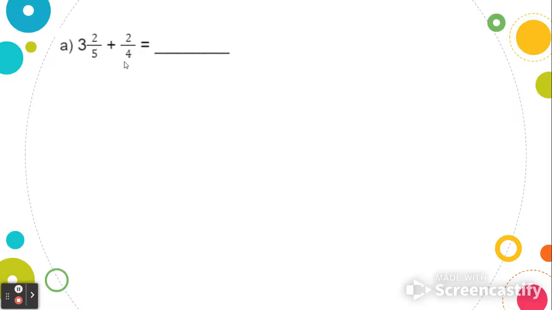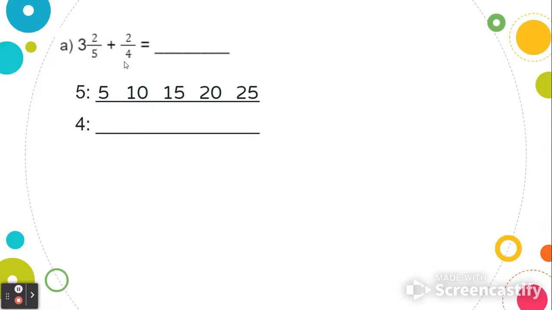To do this, we're going to list out our multiples of the denominators 5 and 4. We have 5, 10, 15, 20, and 25. For the multiples of 4, we have 4, 8, 12, 16, and 20. Now we're going to look at both lists and find a number that we can find in both of these lists. We see the number 20. So that is going to be our common denominator. We are going to rewrite each of the fractions so the denominator is 20.